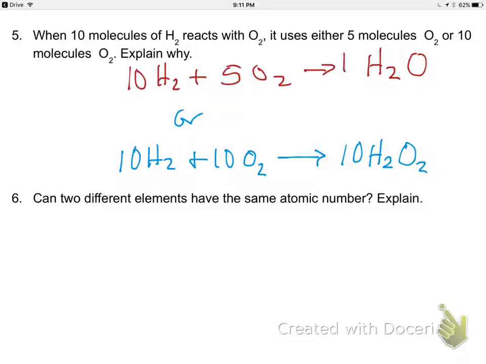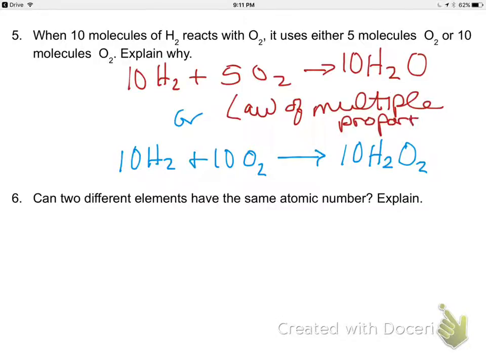So this means that in one case we're producing the compound water, in the other case we're producing the compound hydrogen peroxide. So this is the law of multiple proportions at work. We can vary the proportions of different atoms to make different compounds. Hydrogen and oxygen don't always have to produce water. You can produce a lot of other different things. Okay. All right. Number 6.